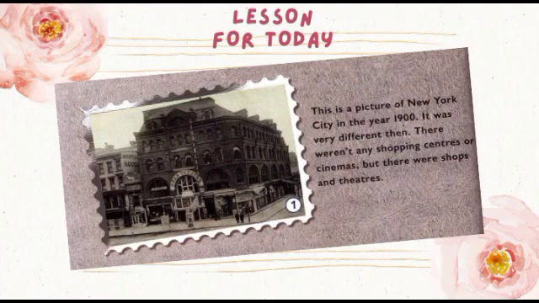Okay, this is a picture of New York City in the year 1900. Ini adalah gambar Bandaraya New York pada tahun 1900. It was very different then. Apa maksud ayat tu? Ianya sangatlah berlainan pada masa itu. There weren't any shopping centers or cinemas, but there were shops and theaters. Tiada pusat membeli belah atau panggung wayang, tetapi ada kedai-kedai dan juga teater.